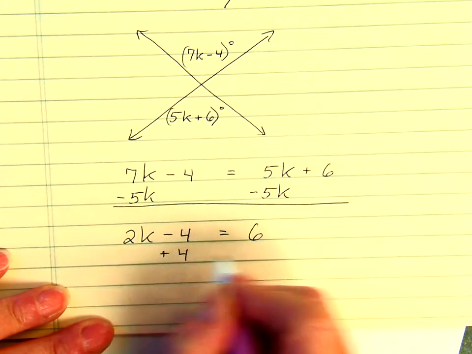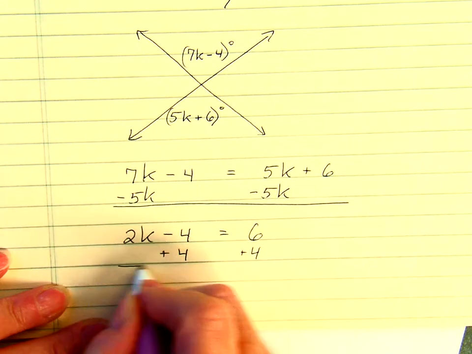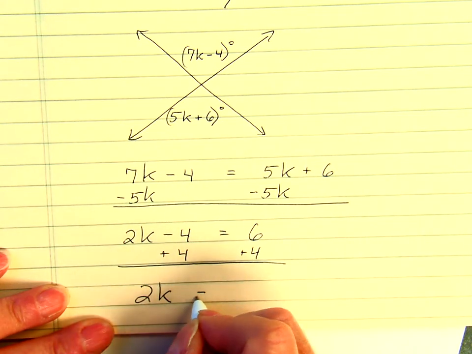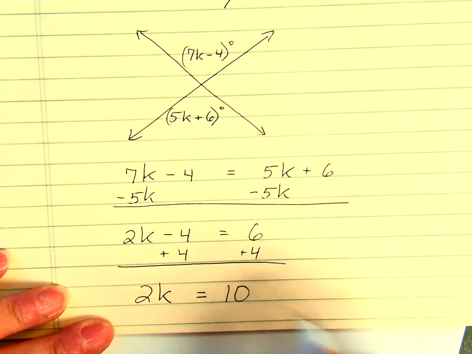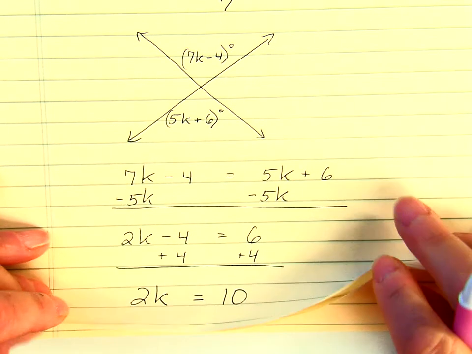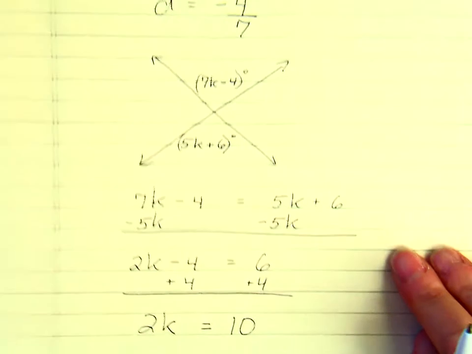Here I'm going to add 4 to both sides, giving me 2k equals 10. Now I am going to go ahead and flip my page because I do like neat work. So 2k equals 10 is where we will start here. Let me just go up to the top.